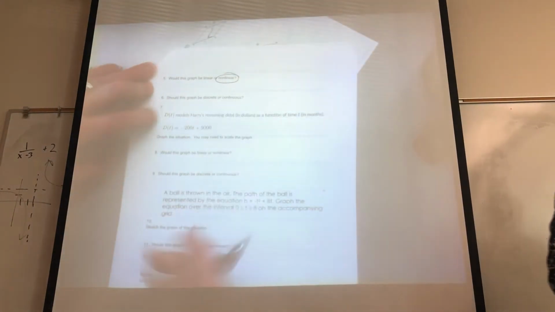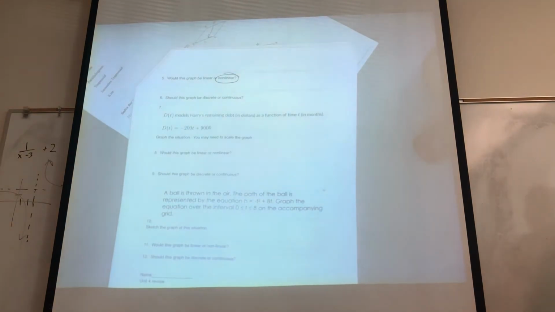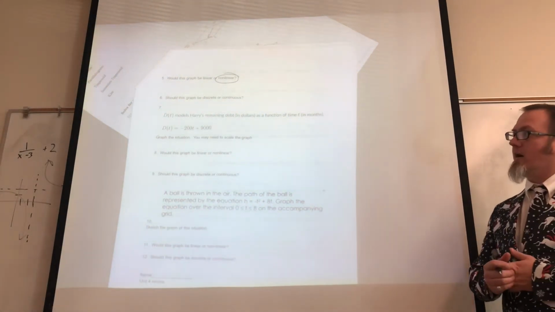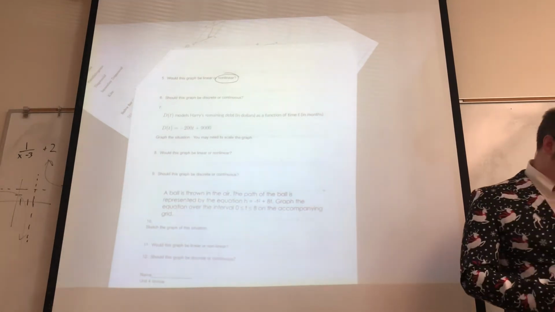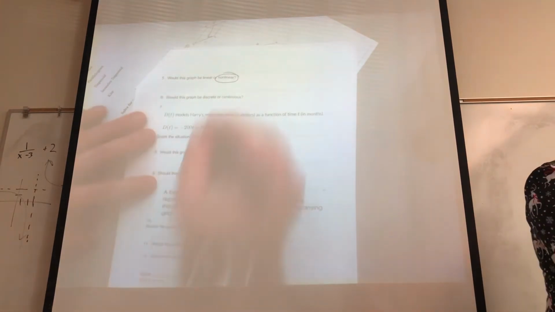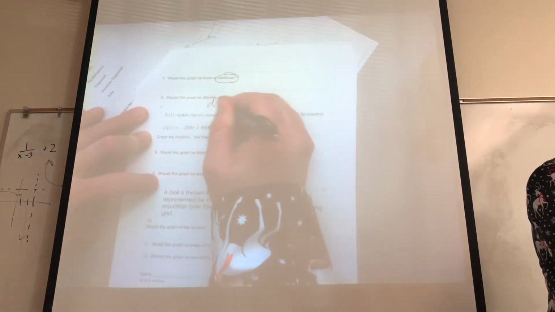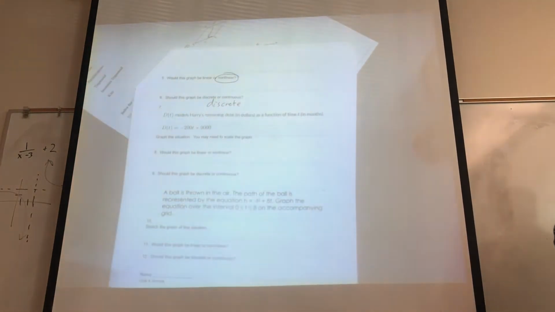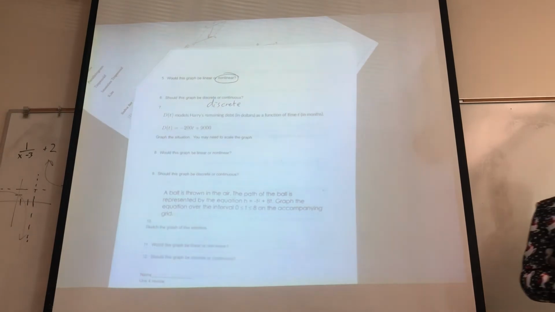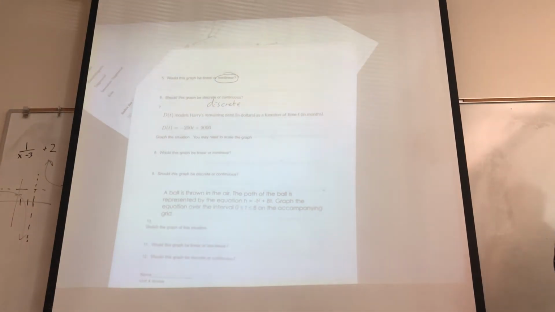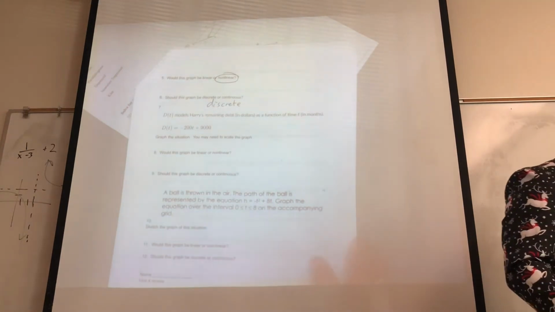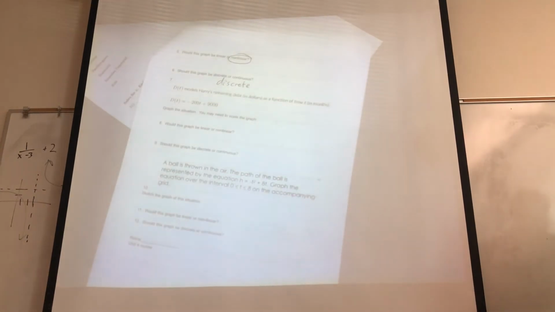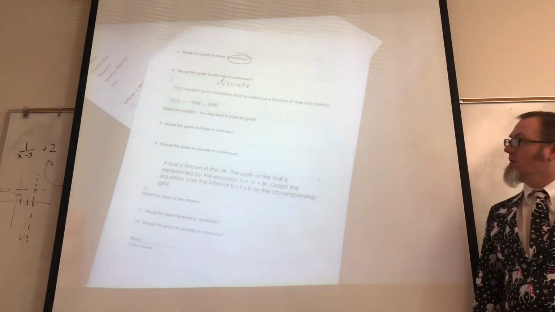Would this graph be linear or nonlinear? It's nonlinear, all right? Because it doesn't change by the same number every single time, it's not going to be a straight line. It's nonlinear. Should it be discrete or continuous? Again, it's just a table. Because it's just a table, it will be discrete. If it's ever just a table, it's always going to be discrete, unless the labels on that table make sense for us to not make it discrete.